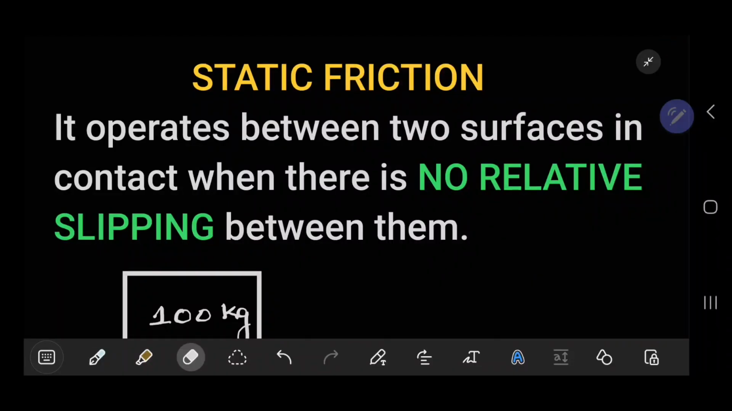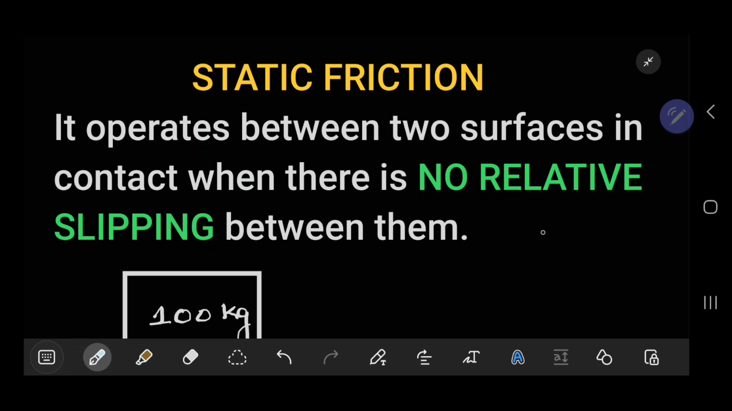This is Vikram Dachepally. In this video, I'll try to clearly explain what is static friction. It operates between two surfaces in contact when there is no relative slipping between them. This is the definition of static friction, we can say. So, a phrase which demands our attention is no relative slipping.